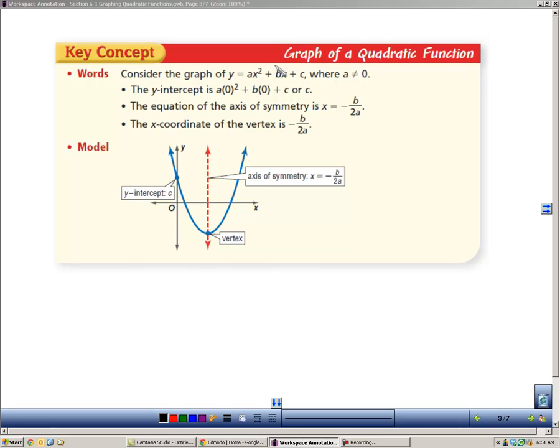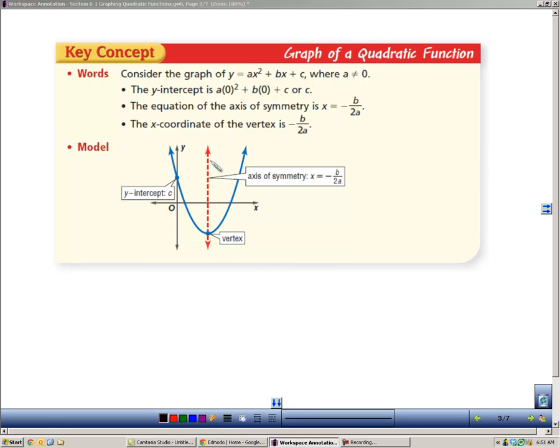Here's the key concept about quadratic functions. If you have a quadratic function, ax squared plus bx plus c, the letter c, the constant, is the y-intercept. That is the place where the parabola is going to cross the y-axis. So if you plug 0 in for x, whatever you're left with is going to be your y-intercept, and that's going to be your c.